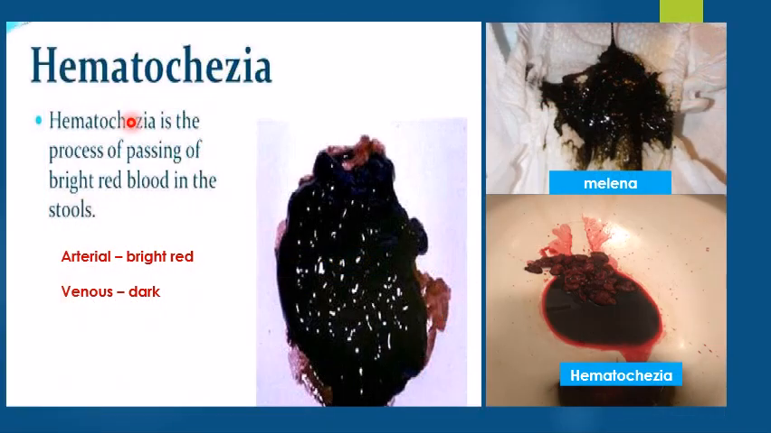The important term to remember here: in upper GI we talked about hematemesis, but in lower GI it's called hematochezia, passing of fresh red blood through the rectum. Hematochezia is the process of passing bright red blood in the stools. It can be arterial, which is bright red in color, as can be seen here, or venous, which is dark colored.